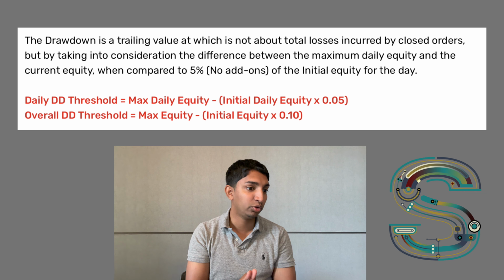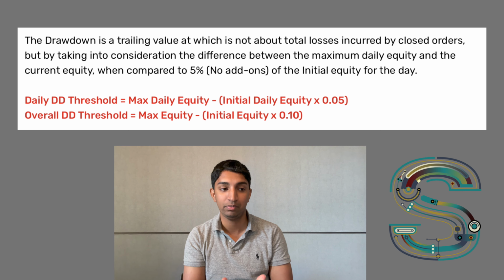Now, they've given two formulas. The daily drawdown threshold is the maximum daily equity minus the initial daily equity multiplied by 0.05, or the overall drawdown threshold is the maximum equity minus the initial equity times 0.10, which is the overall drawdown. In simple terms, this means that if you are taking a trade that runs in profit, your daily drawdown would not be 5% from the balance, but it actually goes up in relation to the equity. If you're still confused, I'm going to be going into two examples that they do explain.